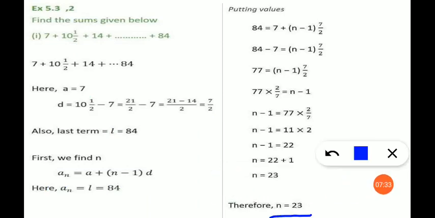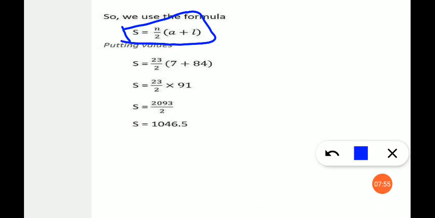Now since n is known to us, we can find out the value of S23, because n we know, last term we know, and first term also we know. We will apply the formula. So we are using the formula Sn is equal to n by 2 (a plus L). Here n is 23, so 23 by 2, a is 7 and L is 84. After solving, we'll get S is equal to 1046.5.